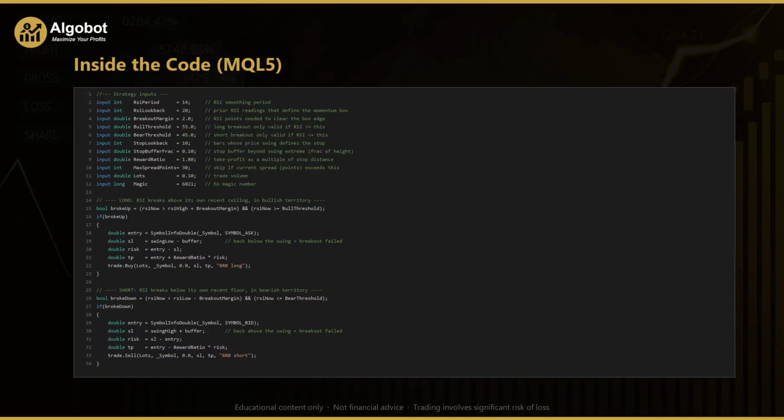The short side is the exact mirror. The Boolean breakdown is true when the current RSI is below the box floor minus the margin and at or below the bear threshold. The entry is the bid price. The stop sits just above the recent swing high plus a buffer, and the take profit is placed the reward ratio times the risk below entry. The code then calls trade.sell. Both sides share the same structural, self-scaling logic.